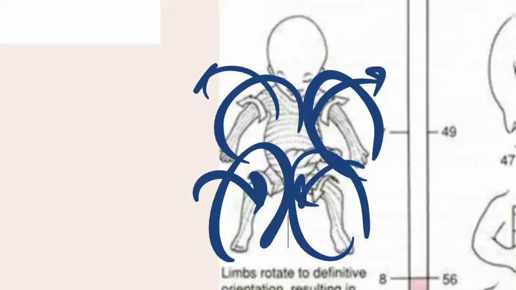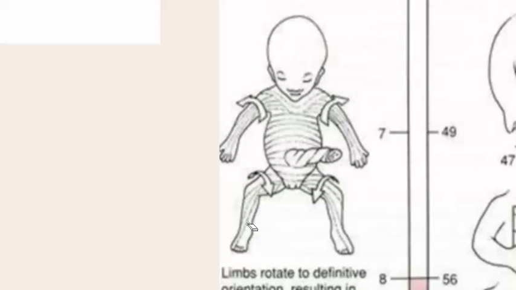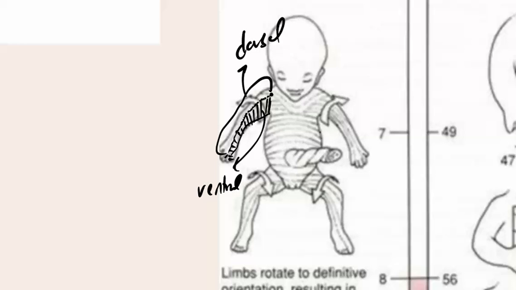So your upper limbs are rotating outwardly, and your hind limbs are rotating medially. It's about a 90 degree rotation. So what happens is, let's just say we draw a line here. Over here would have been ventral, and over here would have been dorsal. As this rotates this way, the ventral is going to be on top, and the dorsal is going to be on the back.